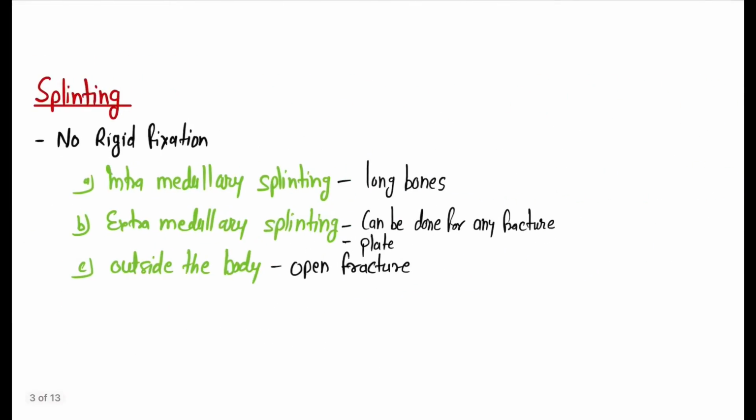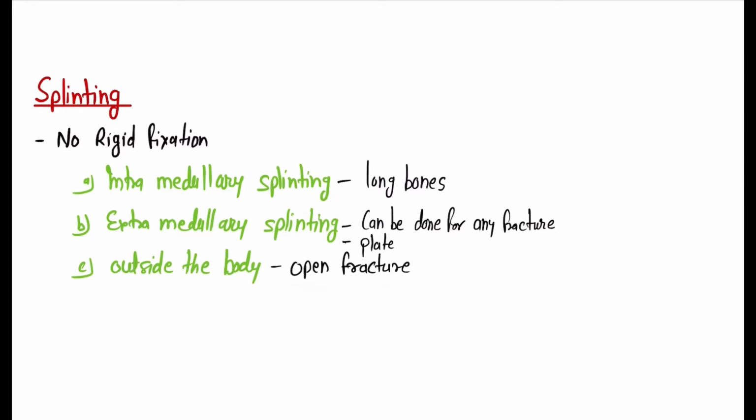Next we have splinting. In splinting, first no rigid fixation is there. Then we have three types of splinting, that is intramedullary splinting, extramedullary splinting and outside of the body. Okay, intramedullary splinting we do for long bones. Extramedullary splinting, that can be done for any fracture, and plates are used in it. Then outside the body we use for the open fractures. These are the three types of splinting.